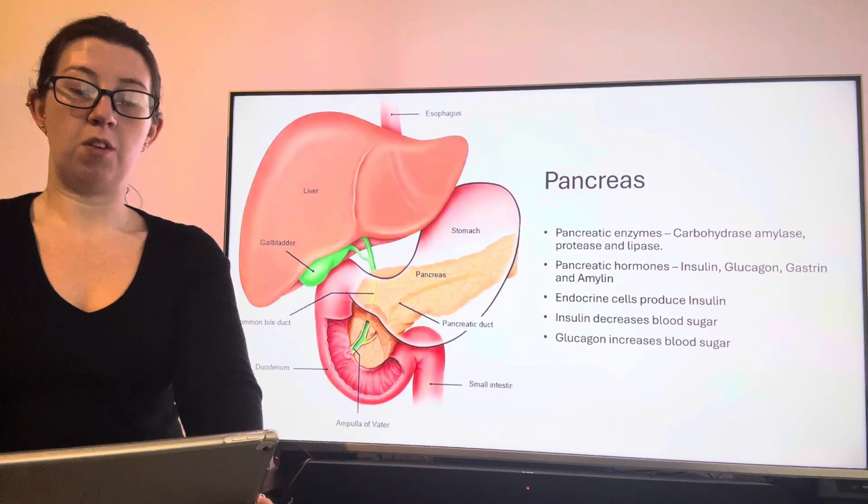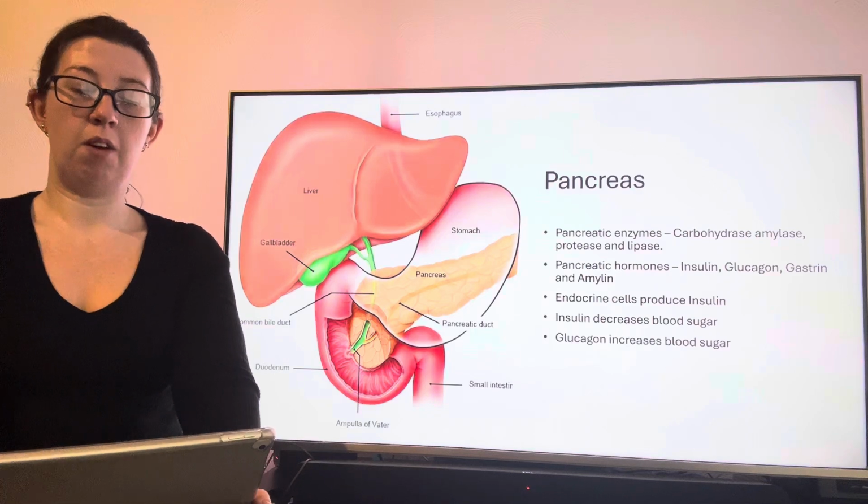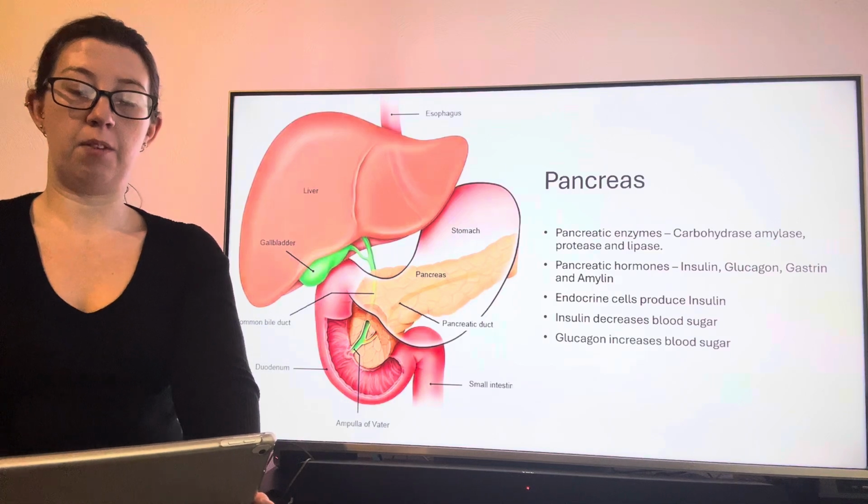Endocrine cells produce insulin and release it into the bloodstream. This helps to regulate sugar levels. When blood sugar levels rise, insulin is released to help sugar to be absorbed into the bloodstream. Insulin helps the liver and the muscles store sugar, as well as stopping the liver from producing too much sugar, which lowers your blood sugar level.